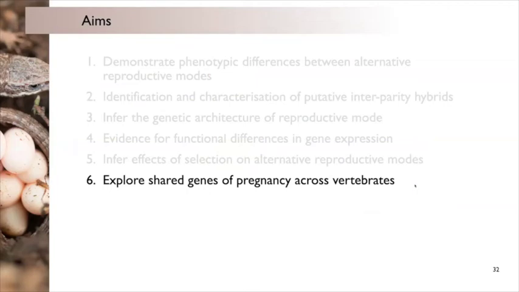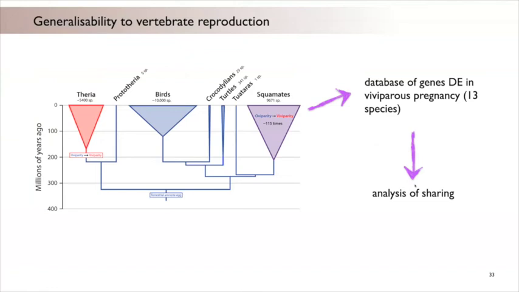And then as a last step in this particular study, I wanted to explore the role of these shared genes in pregnancy across vertebrates. And this is actually quite challenging because of the massive phylogenetic difference that we're looking at when we think about repeated origins of viviparity, as I spoke about in the introduction. And then also, noise associated with many different experimental protocols.